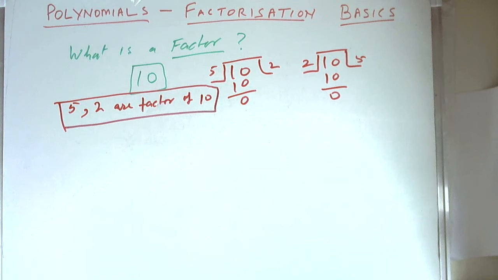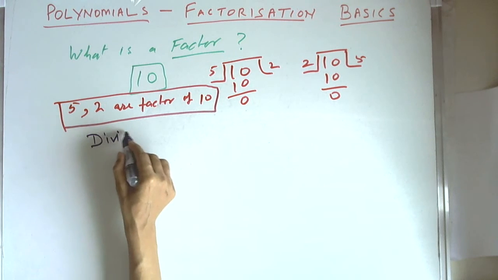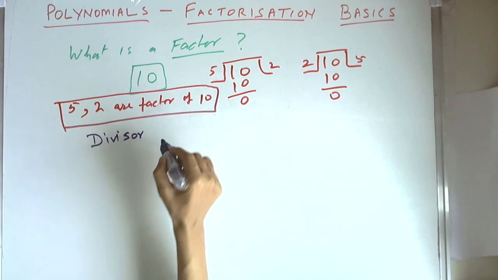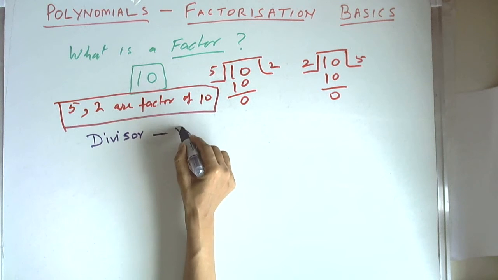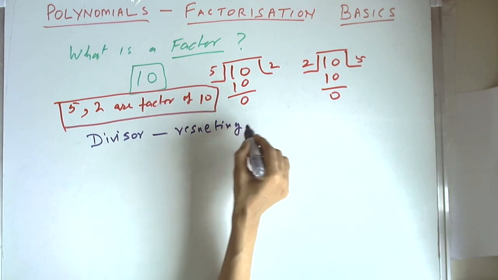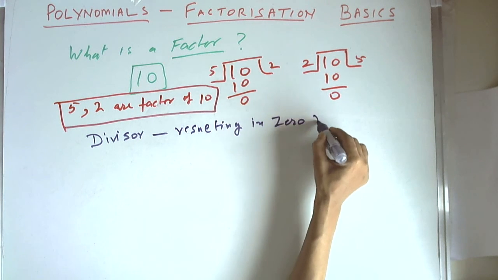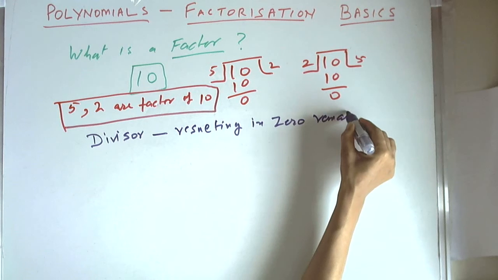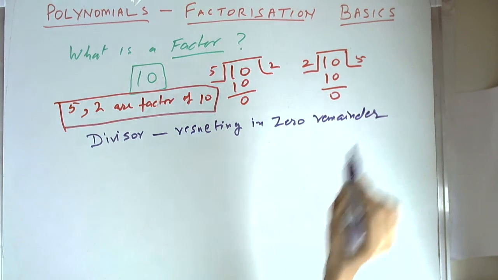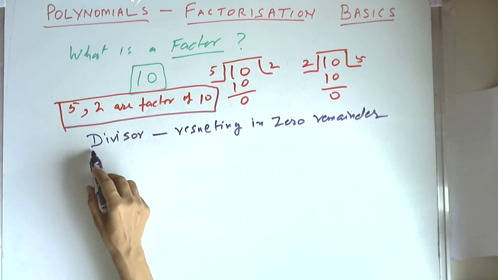That is a very important concept. Factors are nothing but divisors resulting in 0 remainder. If the remainder is 0, then these divisors are called factors.